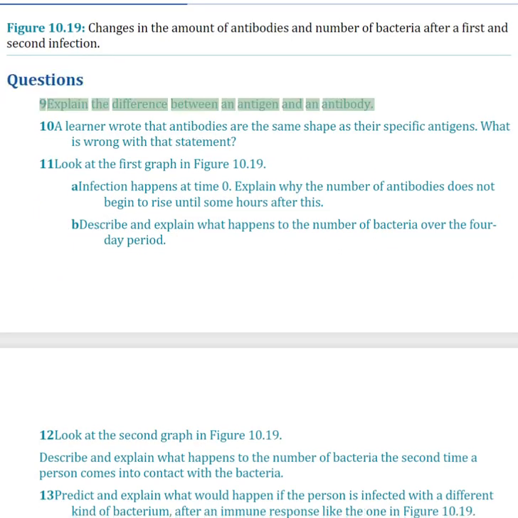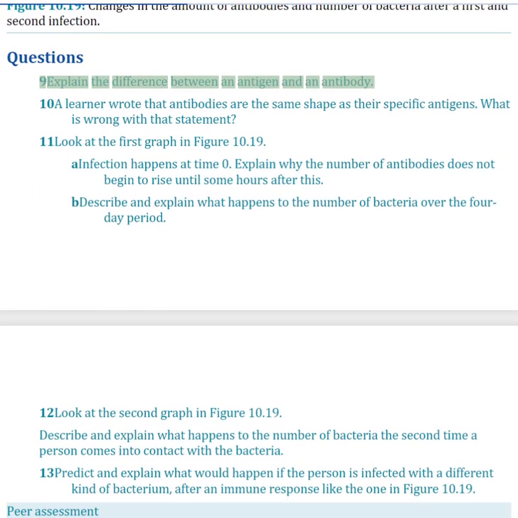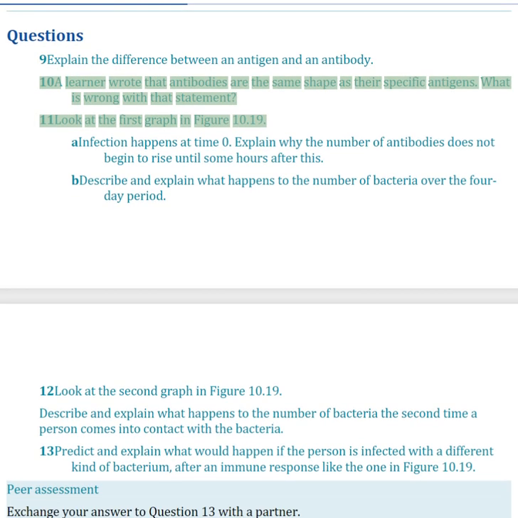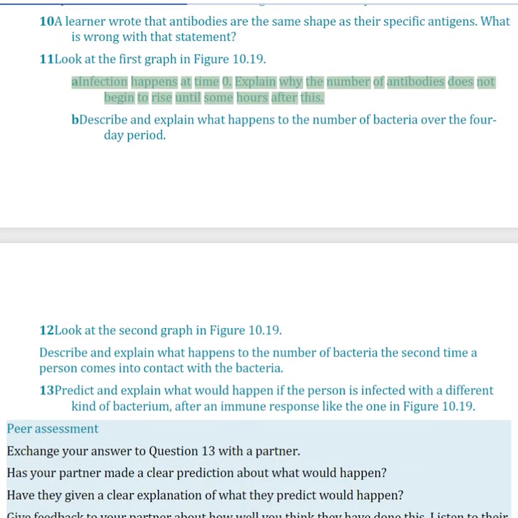Questions. 9. Explain the difference between an antigen and an antibody. 10. A learner wrote that antibodies are the same shape as their specific antigens. What is wrong with that statement? 11. Look at the first graph in Figure 10.19. A. Infection happens at time 0. Explain why the number of antibodies does not begin to rise until some hours after this.